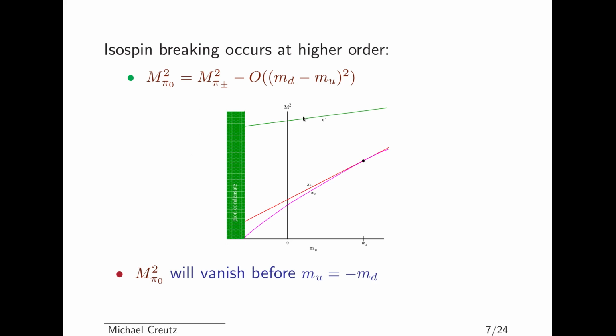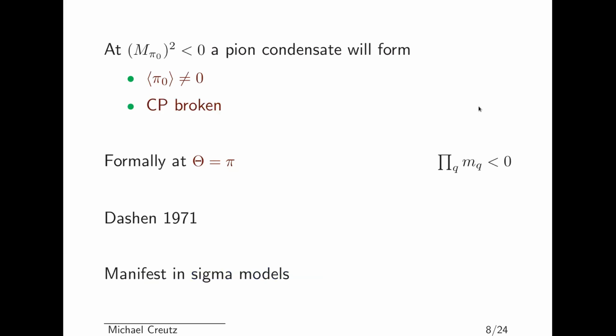Now what happens when a scalar particle or pseudoscalar particle gets negative mass? You get spontaneous symmetry breaking, just like in the good old-fashioned Higgs mechanism. So once the pion mass squared is negative, a pion condensate will form. You get an expectation value for the pi naught. Now pi naught is a CP odd particle, so CP will be spontaneously broken.